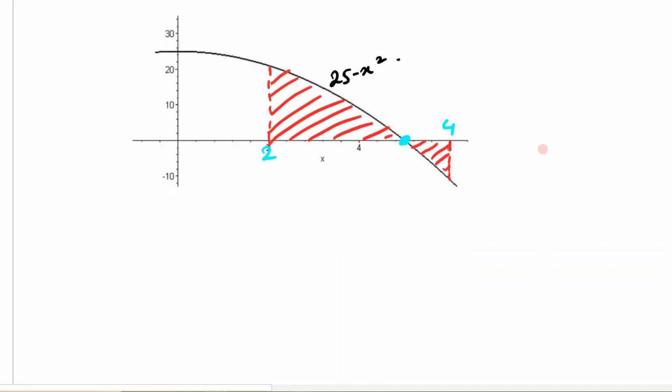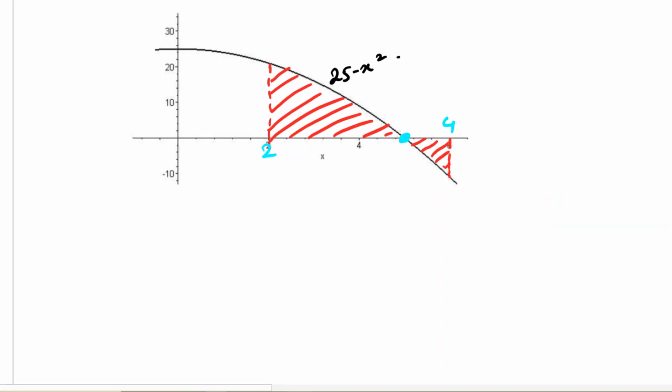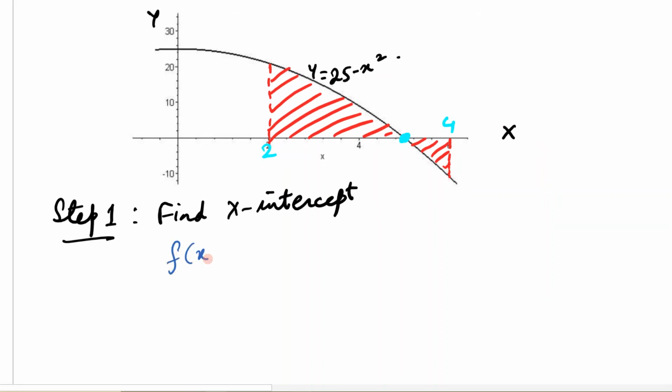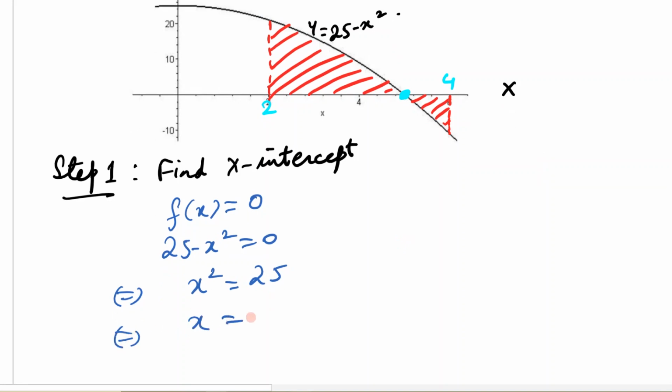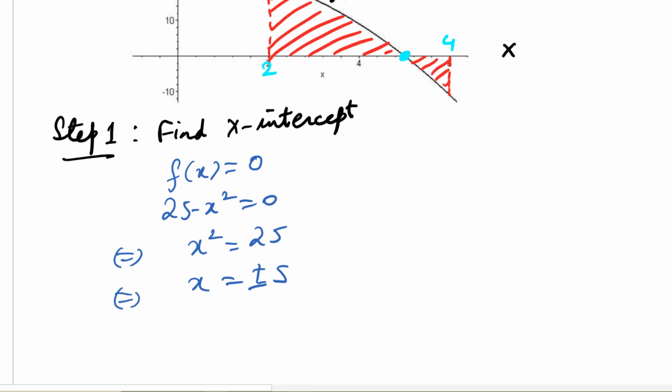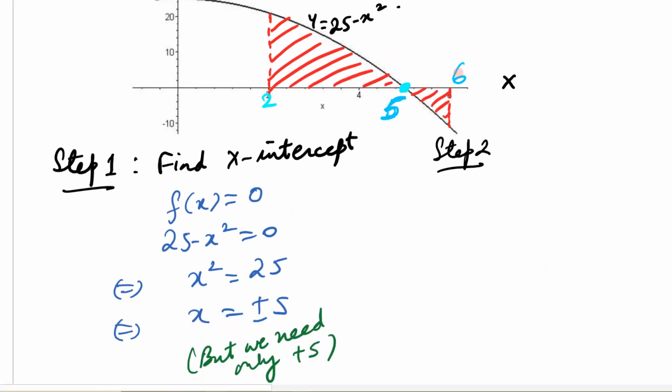So first step is find your x-intercept. That means we see where the function becomes 0. So 25 minus x squared equals 0 implies x squared equals 25, so x equals plus or minus 5. But we only need plus 5 for our purposes. So this is 5, and we are finding from 2 to 6. Step 2 is we evaluate our separate integrals. Let's call this A1 and let's call this A2.